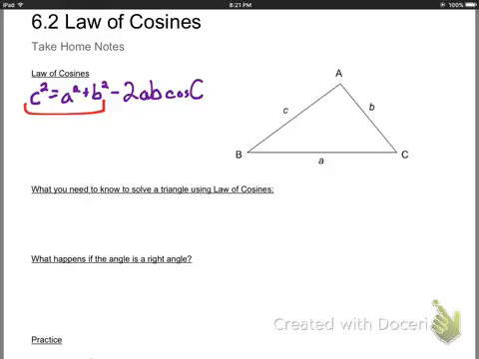c squared equals a squared plus b squared. So since you already know the Pythagorean theorem, just remember that. And the second part, the part you'll have to memorize, is 2ab cosine C. Well, because it's law of cosines, it should be pretty easy to remember that you use cosine. And notice that a and b are simply the same values that you had earlier in the equation.